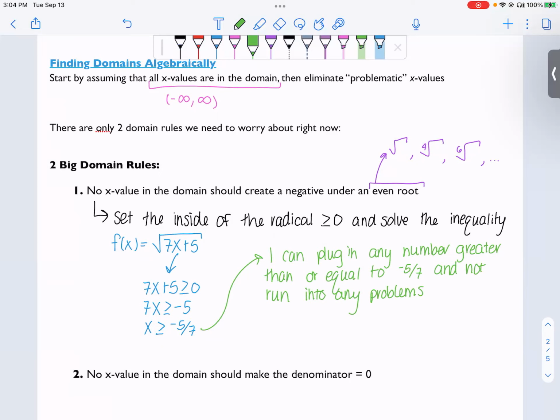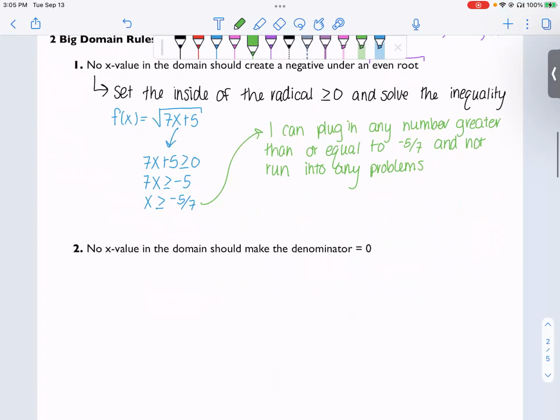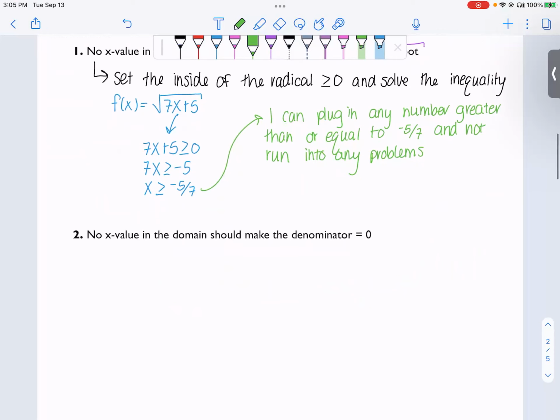So that's our first part. No x value should create a negative under an even root. So we set the insides of radicals, even radicals, greater than or equal to 0, and solve the inequality. The other big issue that we have is with making the denominator equal to 0. So no x value in the domain should make the denominator equal 0. Oftentimes, what this is going to mean is factoring the denominator and then taking those x values out of the domain.